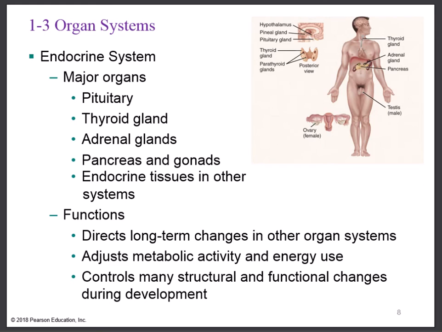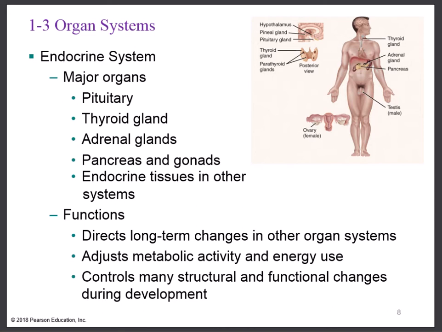You may have even heard of some of these. The pituitary gland, that's in the brain. The thyroid gland, most of us know that's in the neck. The adrenal glands sit on our kidneys. The pancreas, right? If you've ever heard of diabetes, you may know that the pancreas is involved with diabetes. And then the gonads would be the ovaries in the female and the testes in the male.